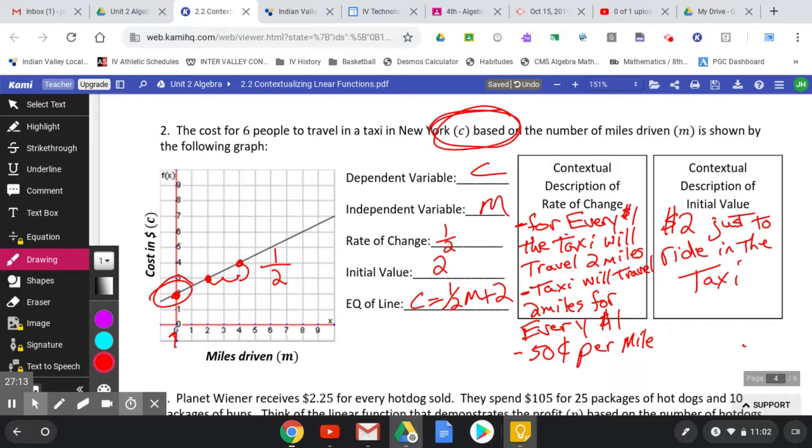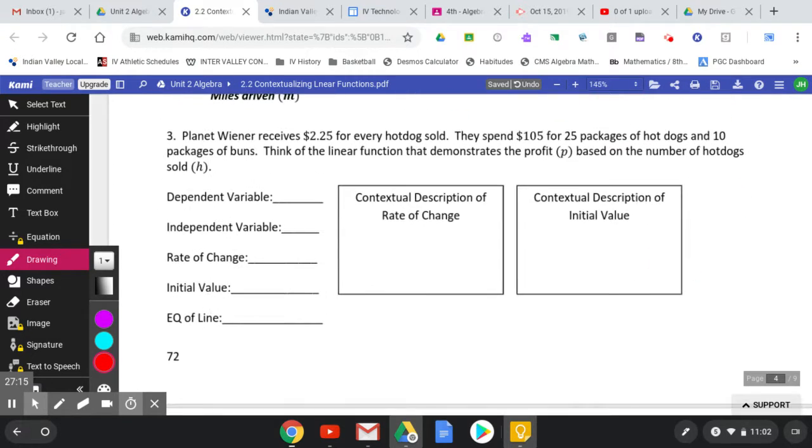Questions? Let's do one more and we'll stop, okay? Because so far we've done it with an equation and we've done it with a graph. What if we just have a situation? We still have to find those 4 parts: dependent, independent, rate of change, initial value. So we got Planet Wiener receives $2.25 for every hot dog. They spent $105 for 25 packages of hot dogs and 10 packages of buns. Think of a linear function that demonstrates profit based on the number of hot dogs sold.